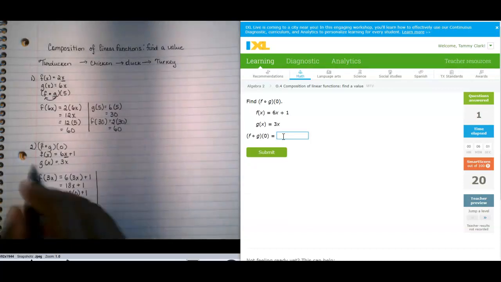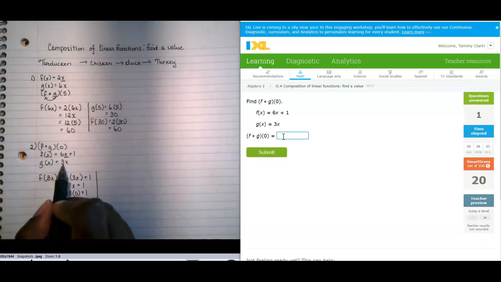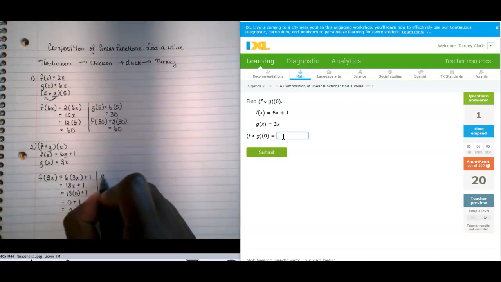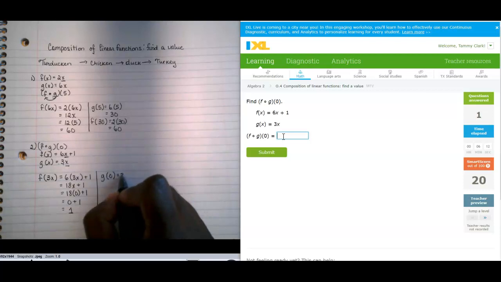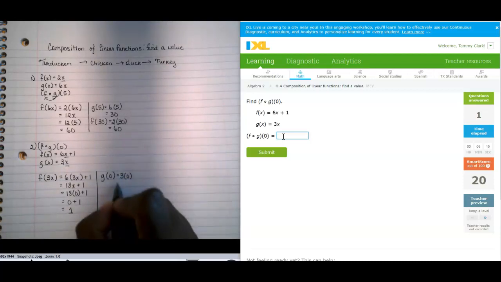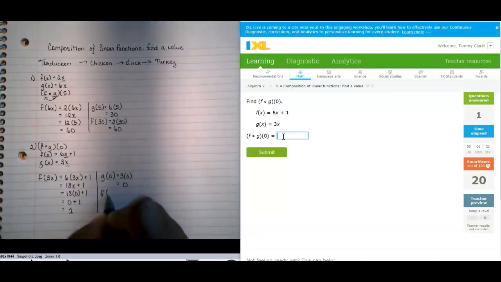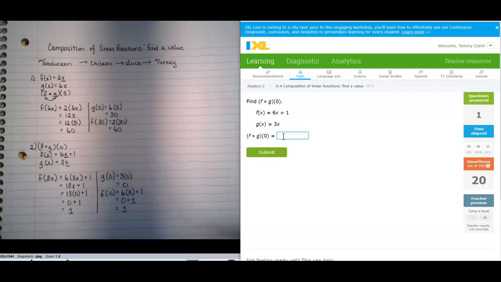The other way, let's evaluate g of x. So we're going to evaluate g of x for 0. So that means where I see the x, I'm going to put in 0. So 3 times 0 gives me 0. Then I take 0 and put it in the f of x function. So f of 0 is equal to 6 times 0, plus 1. That gives me 0 plus 1, which is again 1.